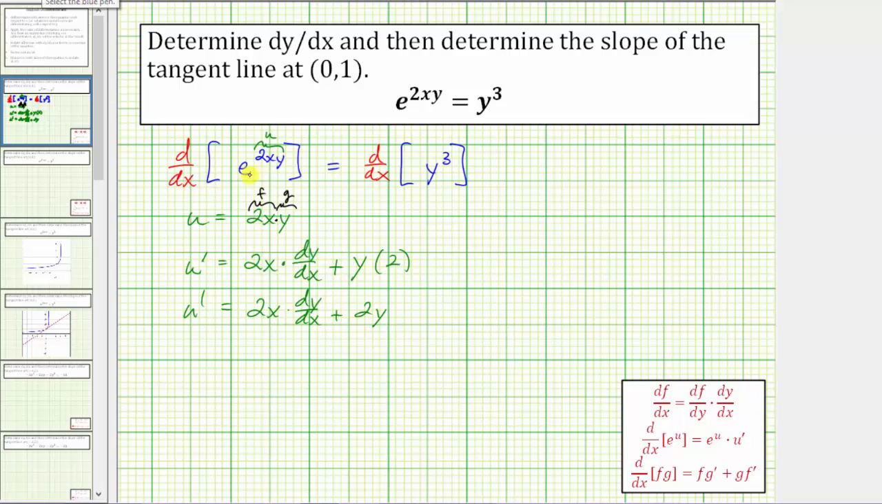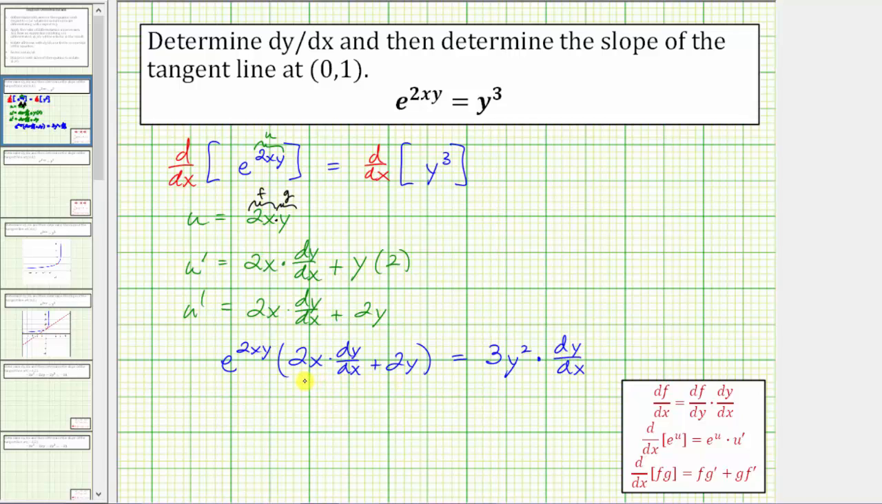And therefore, the derivative of e raised to the power of 2xy is equal to e^u times u prime, which should be e raised to the power of 2xy times u prime, which again is 2x times dy/dx plus 2y. Now on the right side, we want to differentiate y cubed with respect to x. So the derivative of y cubed with respect to y would be 3y squared. But then because this is a y term, we have an extra factor of dy/dx due to the chain rule.